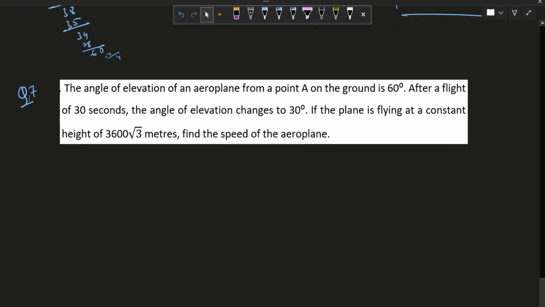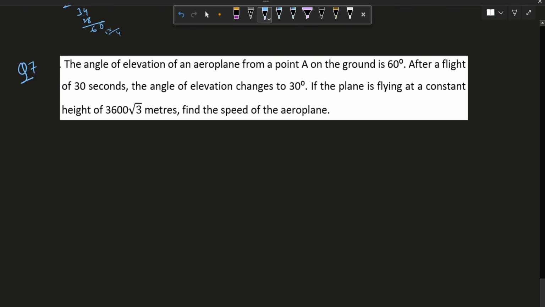So angle of elevation of an aeroplane from a point A on ground is 60 degree. After a flight of 30 seconds, the angle of elevation changes to 30 degree. Okay, let's draw first the ground. You have to understand what it is saying. From point A, there was a plane which was flying. Okay, so let's say the plane was here initially.